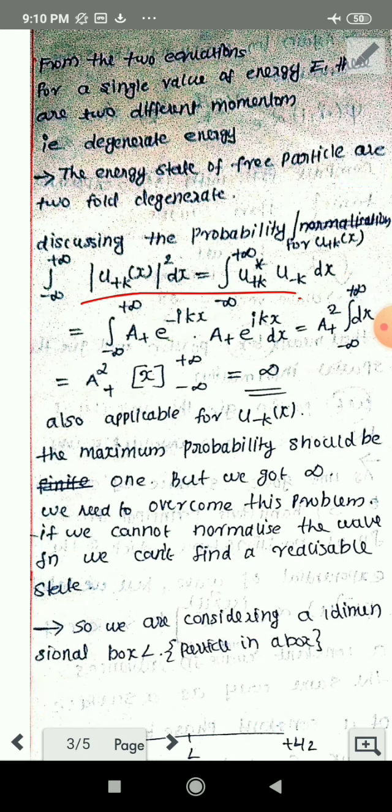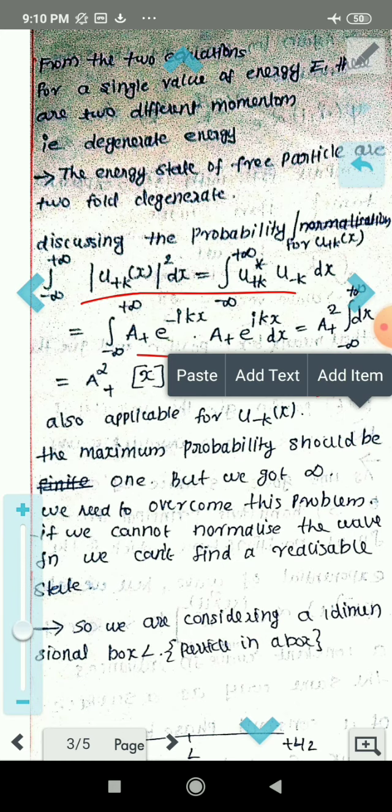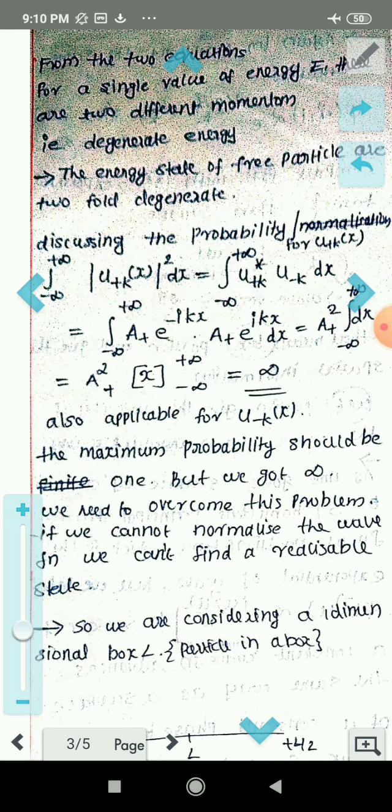Since this is for the one dimensional case, if this is for three dimensional, there will be dx, dy and dz. Now substituting the value of u plus k of x, which is a plus into e raised to minus ikx, and u star will be a plus e raised to plus ikx into dx, and we got this as a plus square into the integral from minus infinity to plus infinity dx. So we got the probability will be infinity.